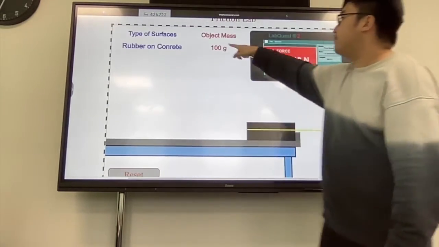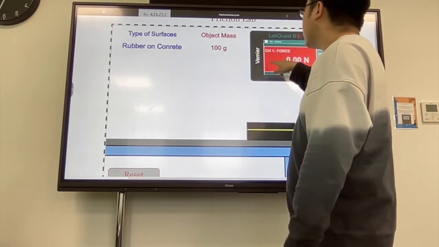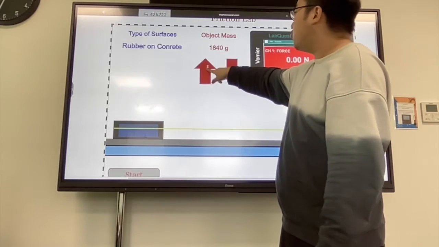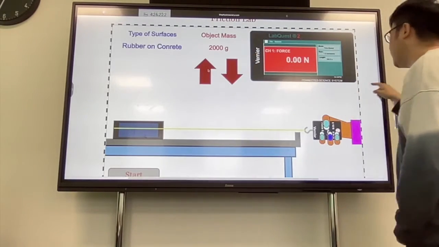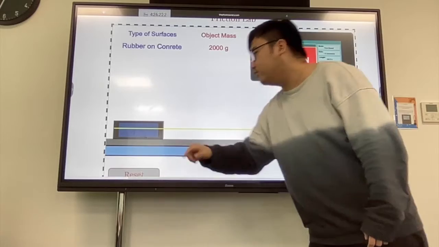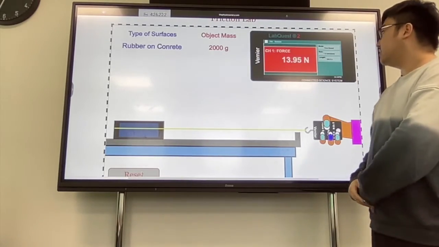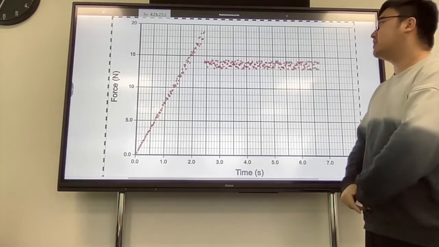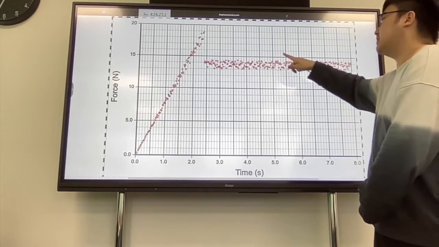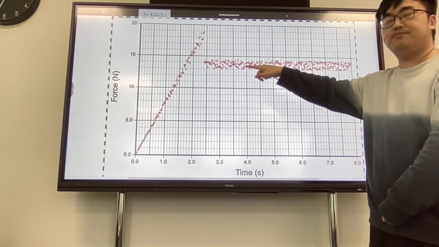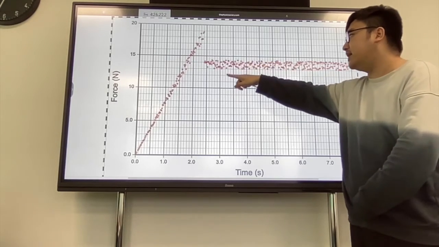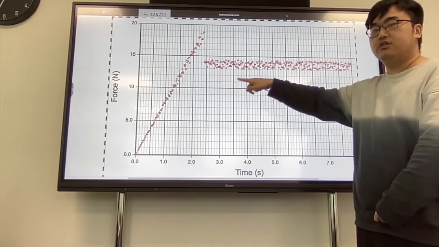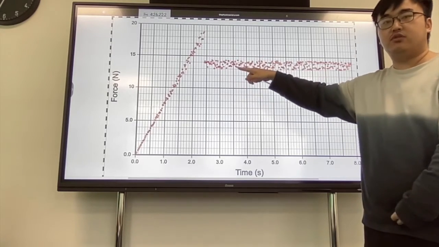But if we make the weight 200 grams and then make it move, we can see the graph changed, and the force needed to make it move at the same speed becomes bigger than 10 and smaller than 15.